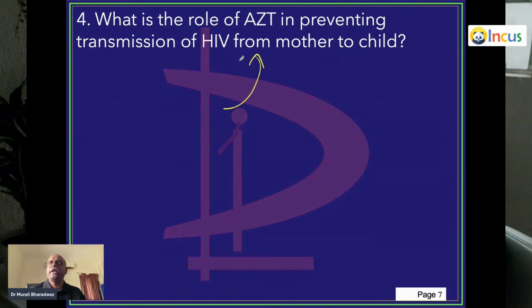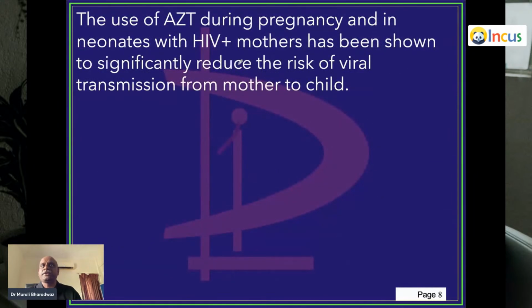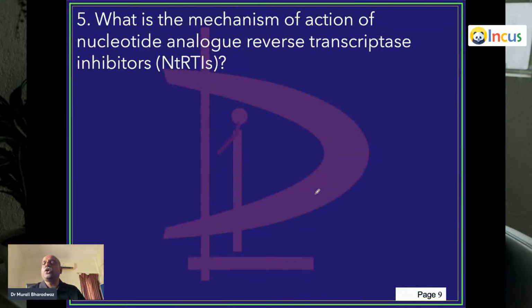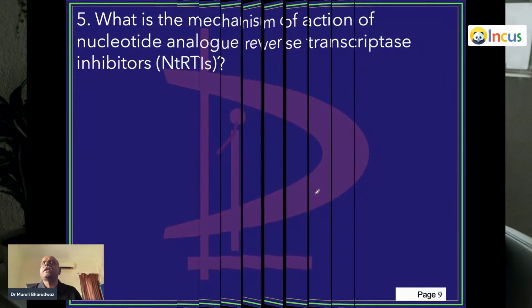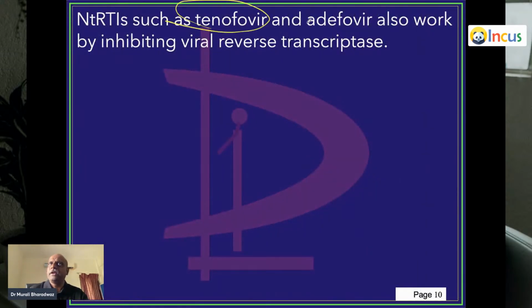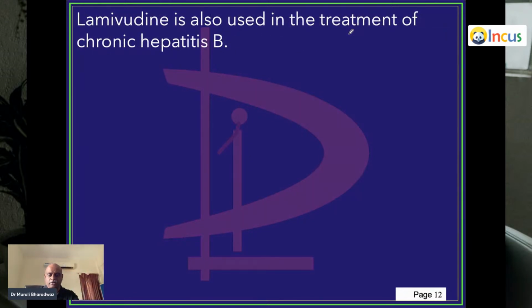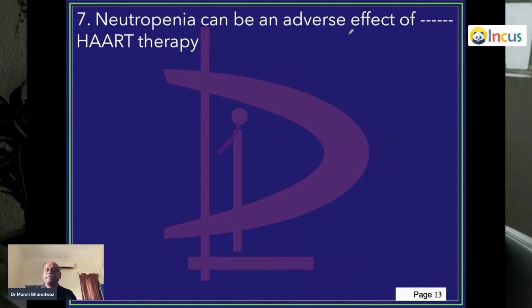What is the role of zidovudine in preventing HIV from mother to child? It is very effective. It significantly reduces the risk of viral transmission from the mother to the child, is what you need to remember. Nucleotide analog reverse transcriptase inhibitors, tenofovir, adefovir, they're the ones which are called NRTIs. What are the indications for lamivudine in addition to HIV infection, doctor? You remember the answer. Chronic hepatitis B is what should be remembered.